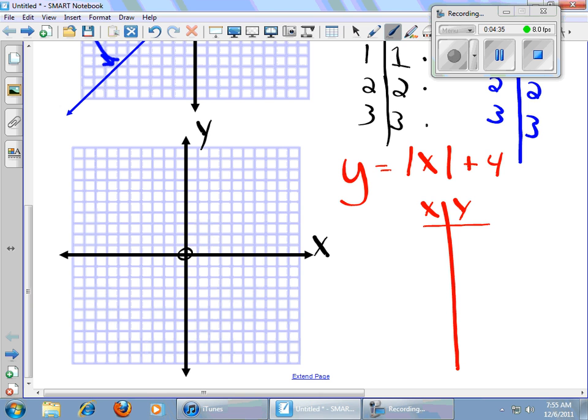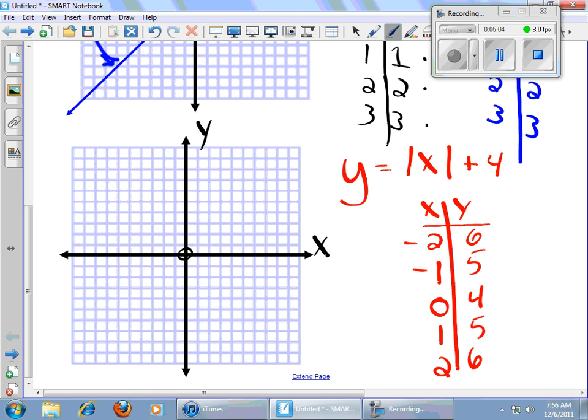All right, so let me see here. Let's use the points -2, -1, 0, 1, and 2. All right, the absolute value of -2 is 2. 2 plus 4 is 6. Absolute value of -1 is 1, plus 4 is 5. 0 will come up with an answer of 4. 1 will come up with an answer of 5, and 2 will come up with an answer of 6.